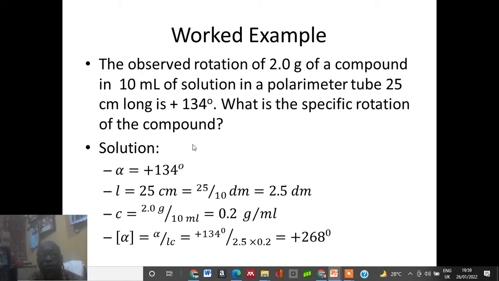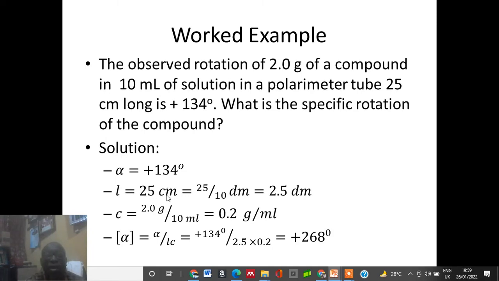These are examples of how to calculate specific rotation. We have this question. The observed rotation of 2.0 grams of a compound in 10 mL of solution in a polarimeter tube 25 centimeters long is +134 degrees. What is the specific rotation of the compound? So this is how we solve this problem. The observed rotation that we are given is +134 degrees. The length of the sample tube is given as 25 centimeters.